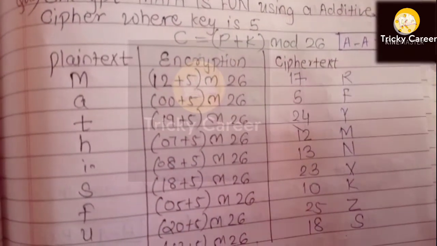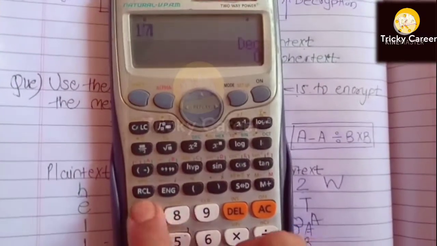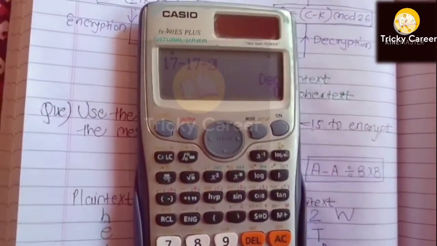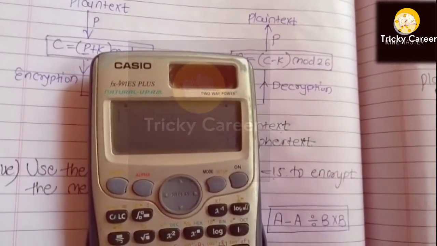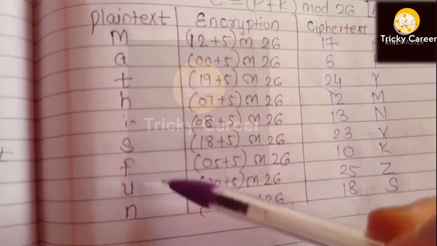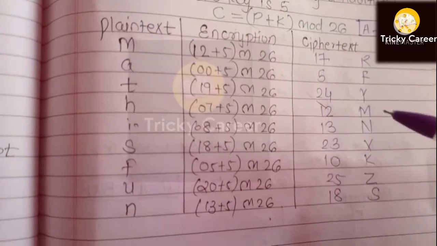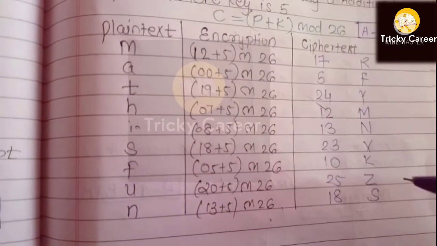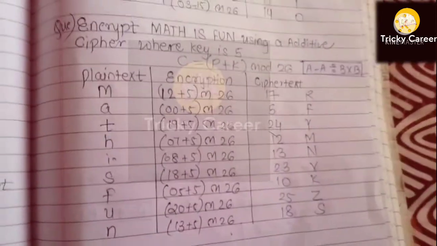So press in the calculator 12 plus 5. What is 12 plus 5? 17. So again I am showing you: 17 minus 17 divided by 26 multiplied by 26. Press equals, and we are getting the answer 17. So the ciphertext is 17, which represents your letter R. So for MATH IS FUN, you are getting the ciphertext RFYMNXKZS.